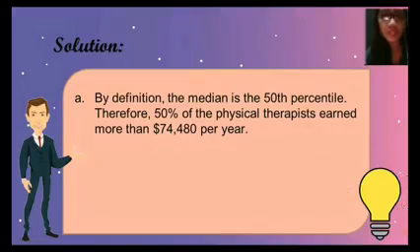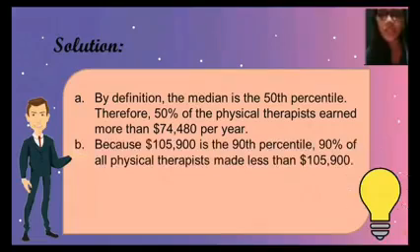Next, because $105,900 is the 90th percentile, as mentioned in the problem, just the same as the first part, it was discussed in the percentile concept that the place of a percentile is also equivalent to the percentage. Since it was the 90th percentile, 90% of all the physical therapists made less than $105,900.